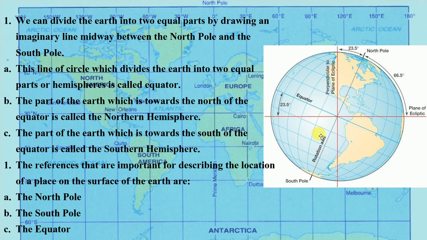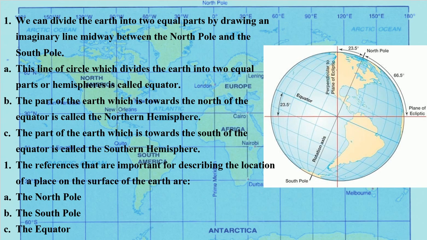So we have already got three reference points for describing the location of a place. The first two were the North Pole and the South Pole, and the third one is the equator. The references that are important for describing the location of a place on the surface of the earth are the North Pole, the South Pole and the equator.